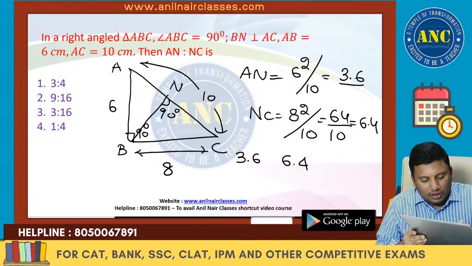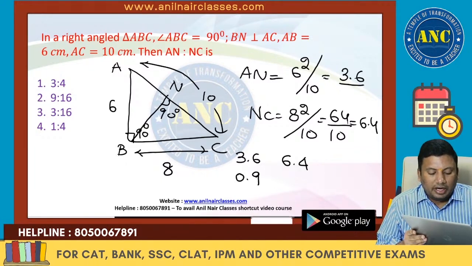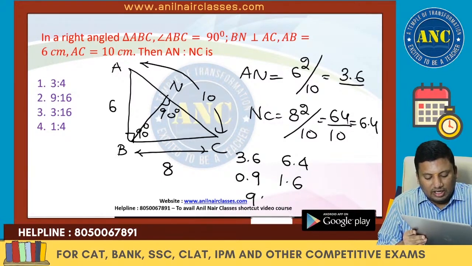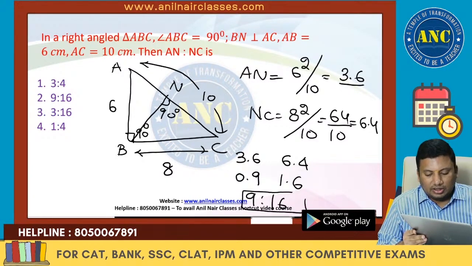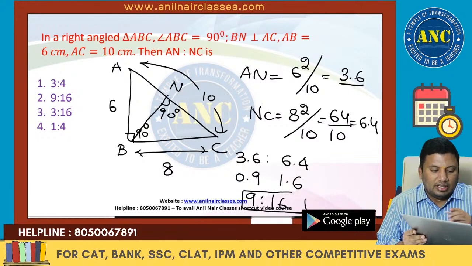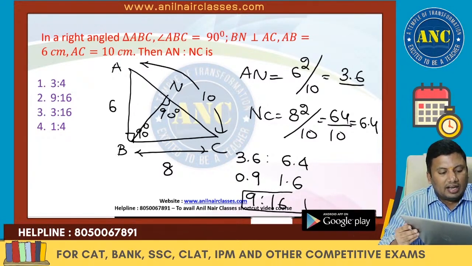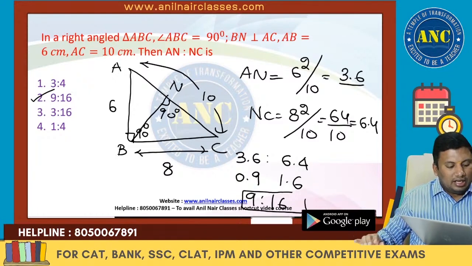So this is 4 into 0.9 and this is 4 into 1.6. So this is 9 is to 16. I hope the idea is clear. 9 is to 16.